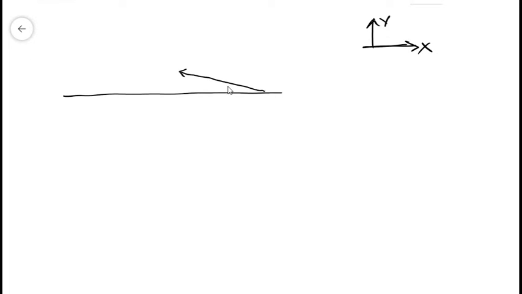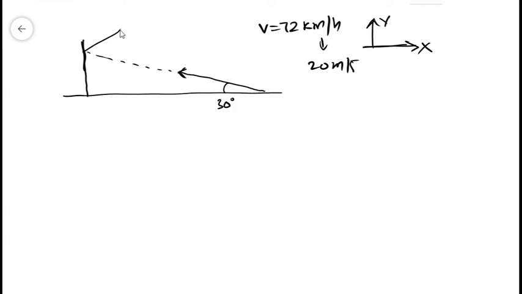So the picture is something like this. Let's say this is the pitch, and let's say our convention is this direction is x and this direction is y, and the ball is coming this way. It rises at an angle of 30 degree from the pitch, and this velocity v is 72 km per hour, that means 20 meter per second. And here is the bat, and after collision the ball should go this way, and this is 0.5 meter.